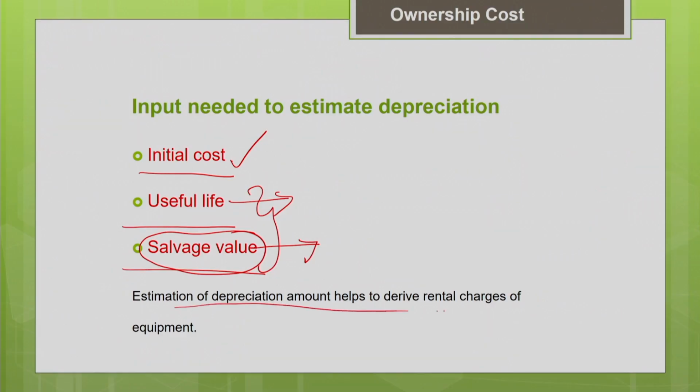As I mentioned earlier, your depreciation estimation will help you to derive the rental charges for the equipment. So you can know the current value, the book value of the asset. Book value means that for accounting purposes, in your accounting book you record the current value of the asset. That value you can get if you are able to estimate the depreciation of the machine.